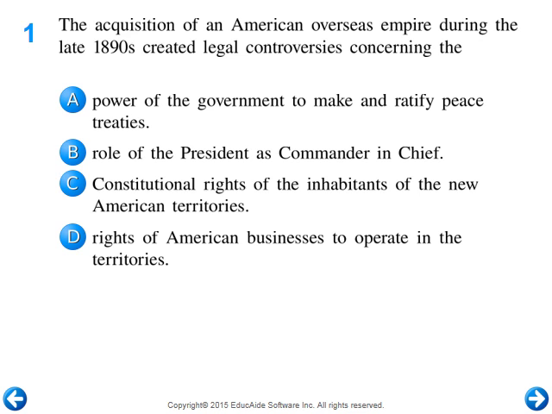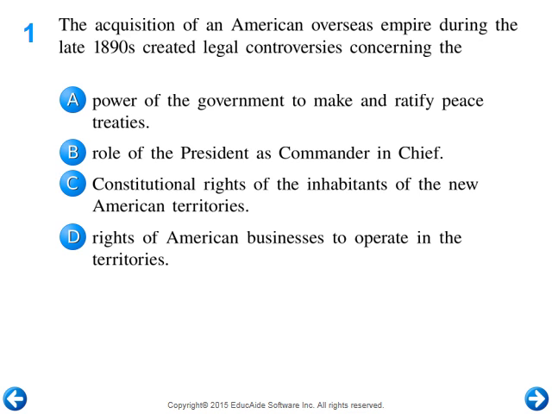concerning the A, power of the government to make and ratify peace treaties, B, the role of the president as commander in chief, C, the constitutional rights of the inhabitants of the new American territories, or D, the rights of American businesses to operate in the territories.